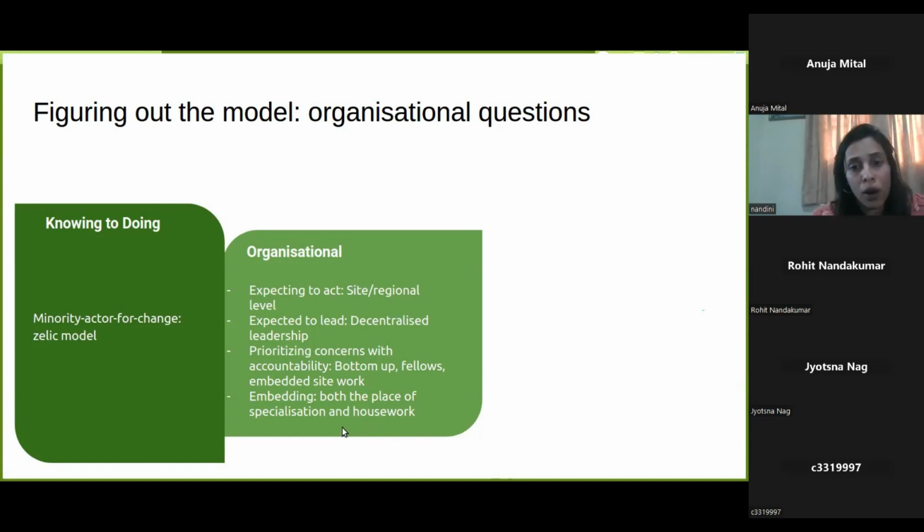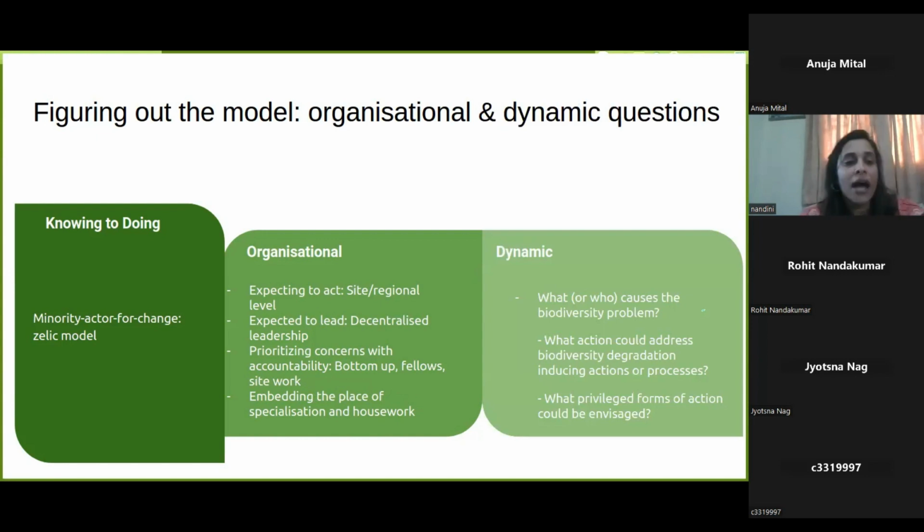And finally, can we also ask, what is the place of specialization? This is not to say that there is no place for specialization. There is actually a deep need for specialization to fit into some of these organizational questions, and also a place for housework, or general levels of work that is required among us. And today is a good example of Rohit, Anuja, and a lot of them coming together to put together this talk for us.